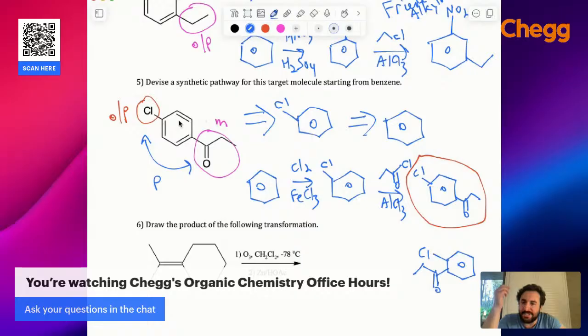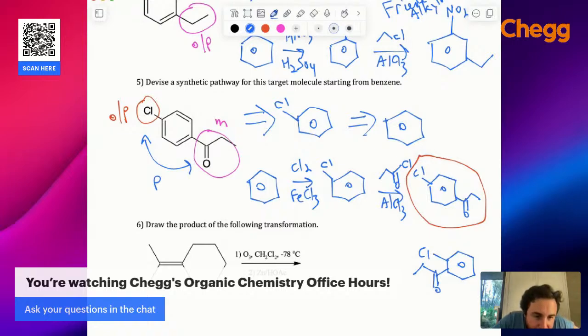So once again, we recognize that this group is ortho-para directing. We recognize that this group is meta directing. We recognize that they have a para relationship. Therefore, it is the ortho-para director that directed the other group to the para position. So we went back to chlorobenzene and then benzene. And then in the forward direction, we did chlorination on benzene, got our chlorobenzene, and then we did the Friedel-Crafts acylation. Alkylation puts an alkyl group on there. Acylation puts an acyl group on there, both with the aluminum trichloride catalyst. Very similar mechanisms, and that gives us our di-substituted product. So that's that one.